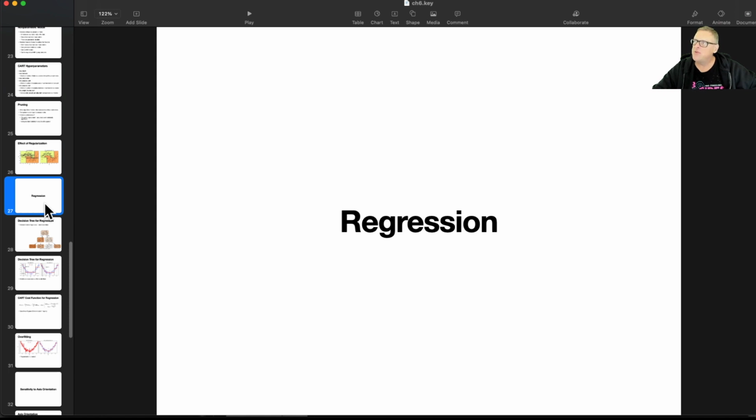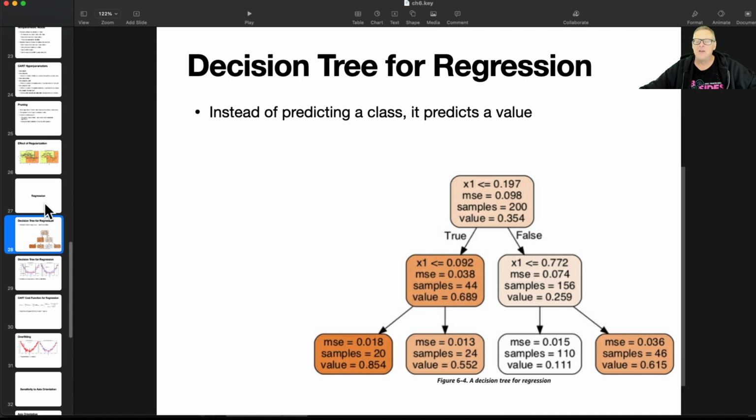Now you can also use this model to fit to a curve. So instead of predicting a class, it's going to predict a value.